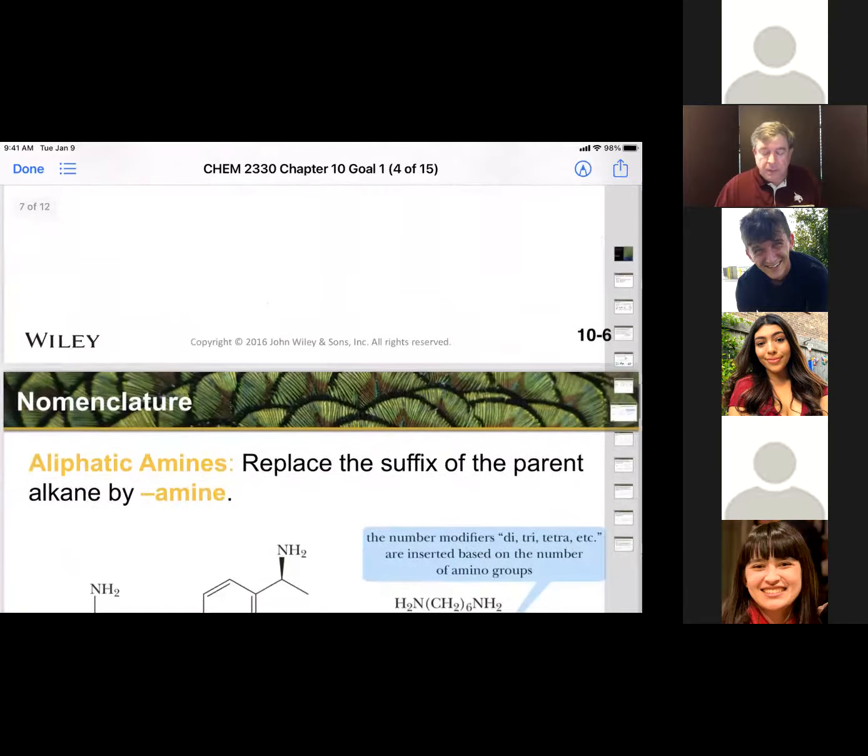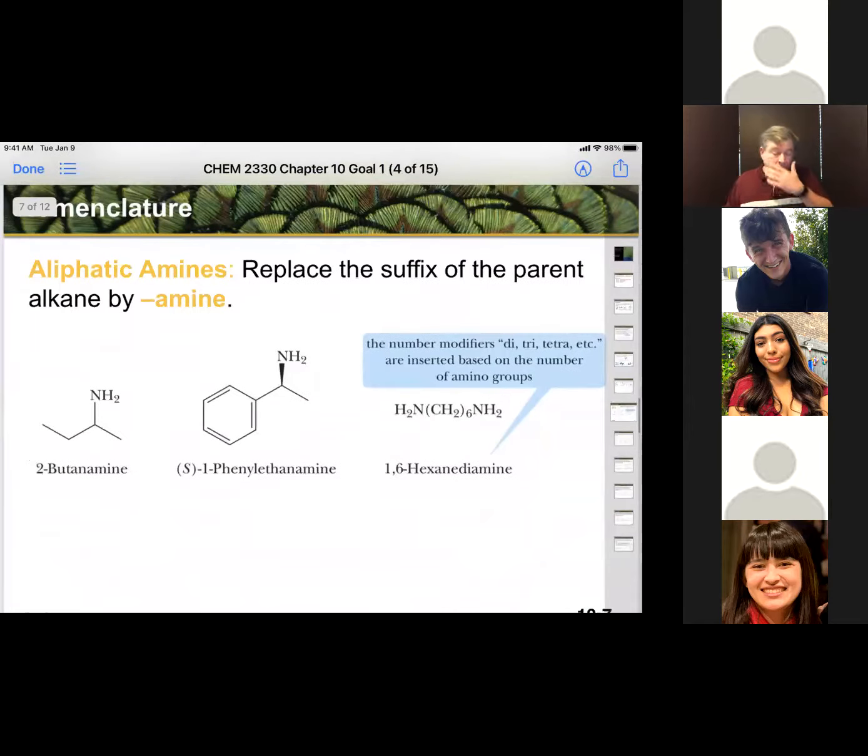When we name aliphatic amines, we just basically name the R group that's on there. If you have one R group, you just name that group. In this case, we have a butane, and it's hooked to the secondary carbon, so that's 2-butaneamine. Here we have a phenyl group, but the amine is not directly attached to the ring, so it didn't change the name of that phenyl group.